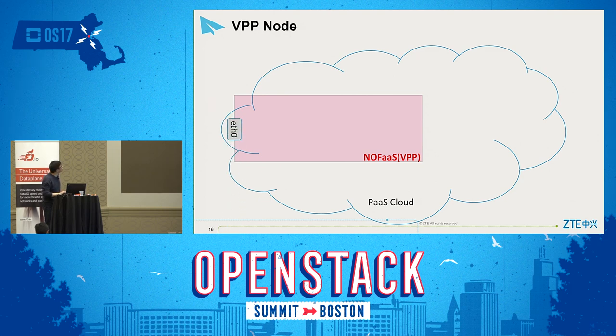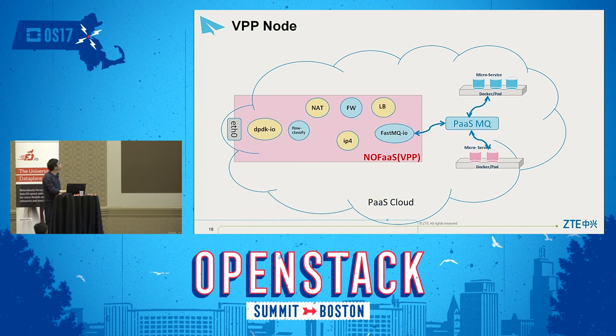For example, the packet comes in from here. Here we have some microservices. In this node, NOF, we have this node. DPDK IO is just a machine like the message queue IO. For this part, NAT, ARP, and IP4 is the VPP solution for this node. Flow classify, firewall, and message queue are all implemented by the VPP.